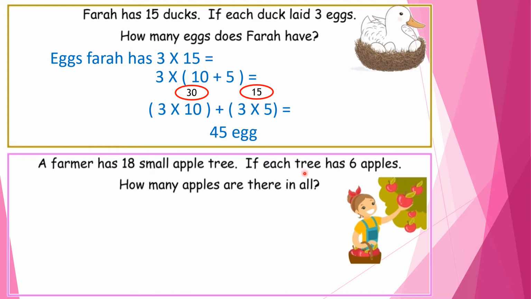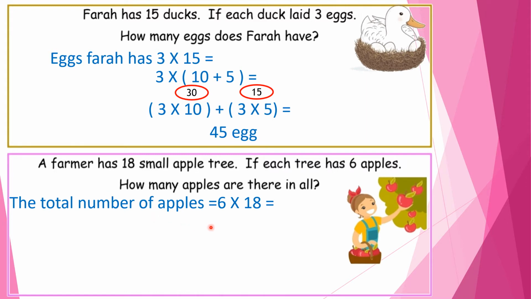A farmer has 18 small apple trees. If each tree has 6 apples, how many apples are there in all? So if I want to know the number of all the apples, I have 18 small trees and 6 apples for each tree. So I have here 6 plus 6 plus 6, 18 times. Or I can say that I have 6 by 18.